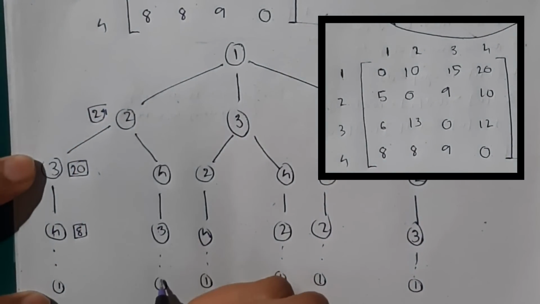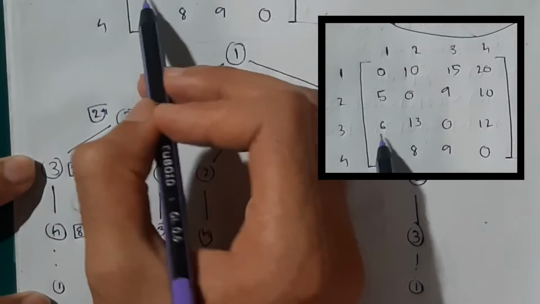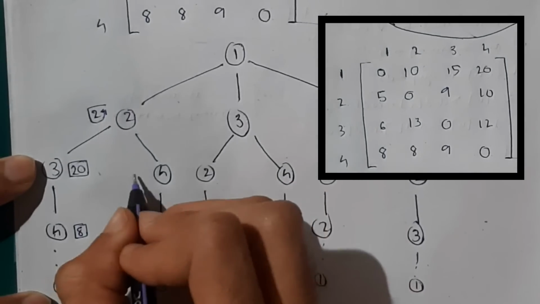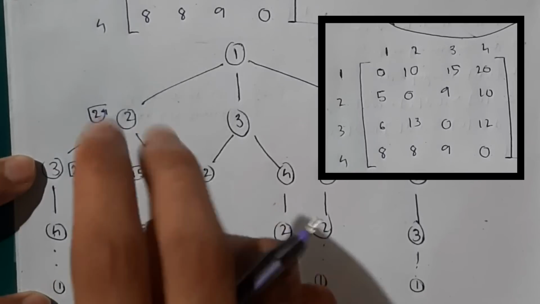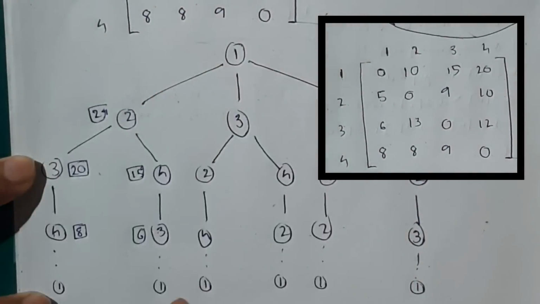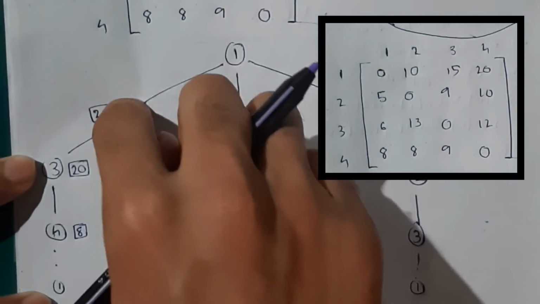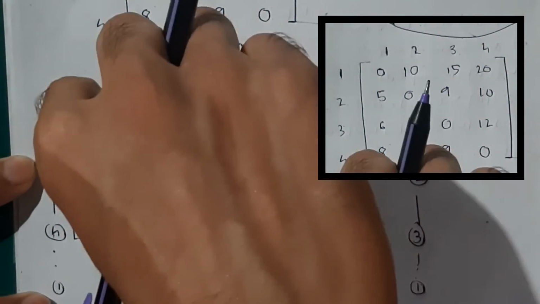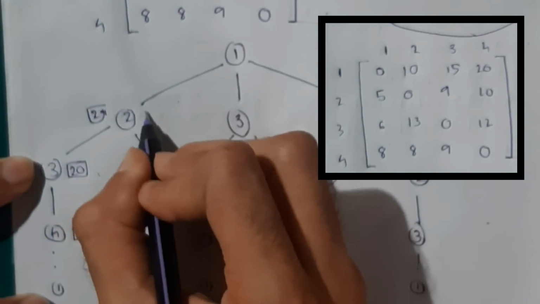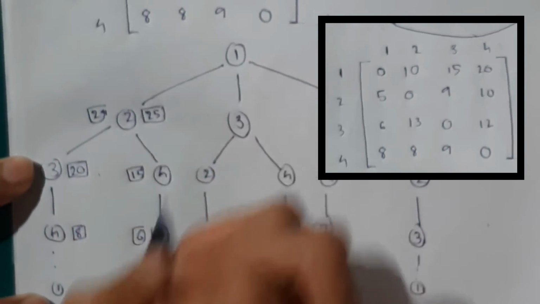Like suppose 3 to 1, what is 3 to 1? 3 to 1 is 6. So I'll be writing here 6. And 4 to 3 is 9. So it will be 15, 9 plus 6, and from here it is 10, 2 to 4 is 10. So here it is 10 plus 15. See, this is 10 and here it is 15. So 10 plus 15 is 25. So from this path he got 25, okay.